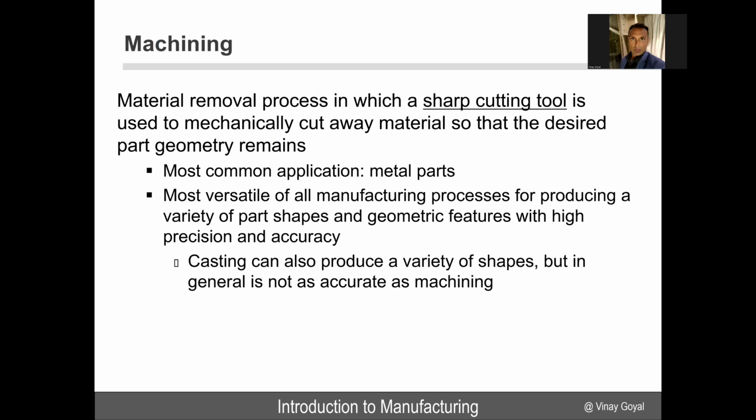Machining is a material removal process in which you use a sharp cutting tool to mechanically cut away material so that the desired part geometry will remain. So you're just taking material away. Most commonly you'll see these metal parts, and they tend to be the most versatile of any manufacturing technique that we'll be discussing, because you can produce a variety of shapes and geometric features with high precision and accuracy.